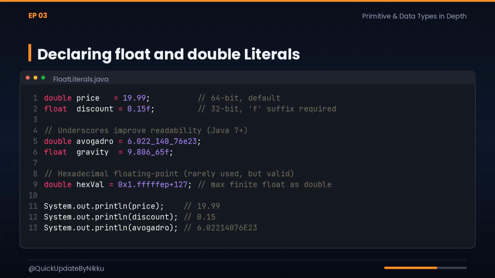Literal syntax matters more than most developers realize. The f suffix on a float literal is mandatory. Omitting it causes a compile error because the compiler sees a double and will not silently narrow it. Java 7 added underscore separators, which make long scientific constants dramatically more readable without affecting the value. Hexadecimal floating point literals are legal Java but almost never appear in application code. You are more likely to encounter them in JVM internals or low-level library code.